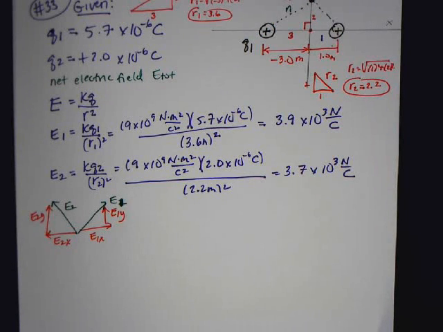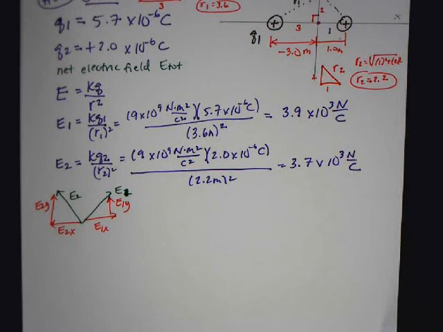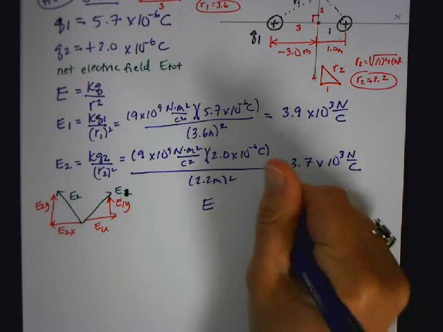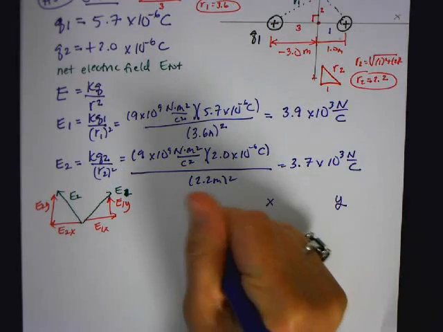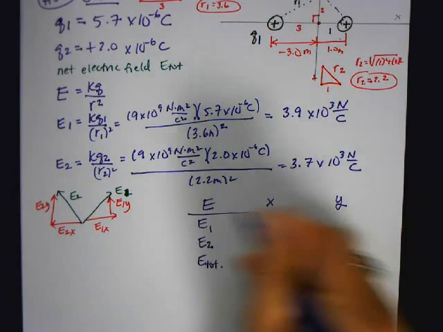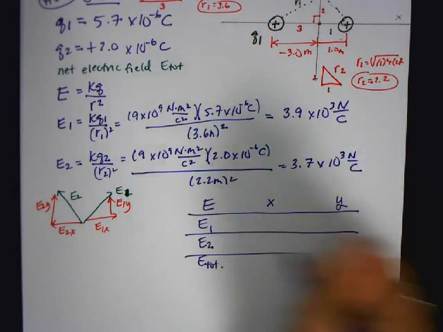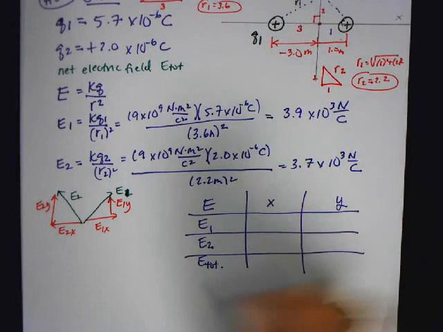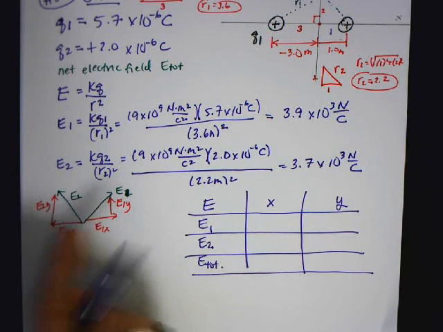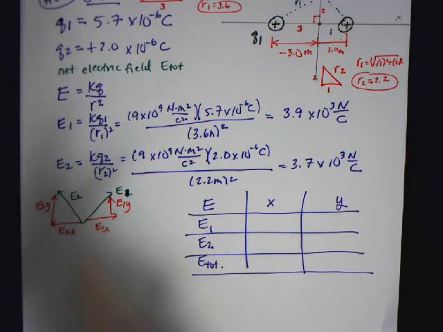Now my suggestion is to make a table, because we've been doing tables, and tables have helped us to stay organized. So what do I mean? E, X, Y, E1, E2, and E total. So if I have a table like this, and now I look at my chart, first of all, I see that, again, I need to find the horizontal and vertical components of these. So I can start with E1 or E2, it doesn't matter.